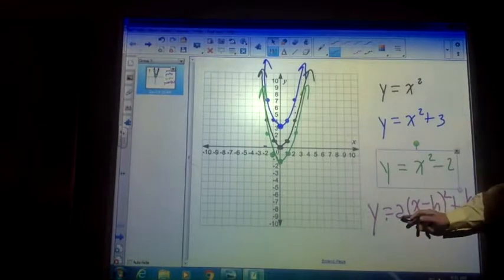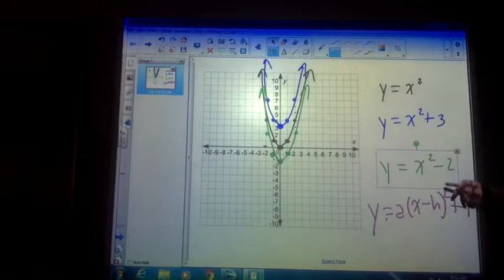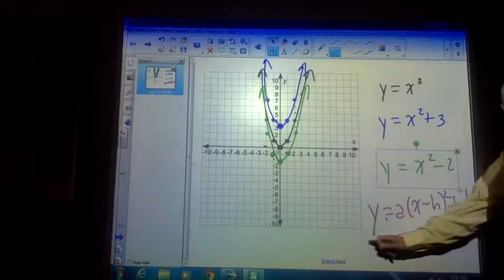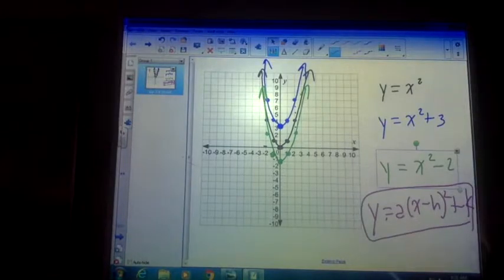Y equals a(x minus h) quantity squared plus k. Don't let the letters confuse you. H and k are just different x and y values. Okay, but they use h and k. Why do they use h and k? I don't know. I wasn't at the meeting.